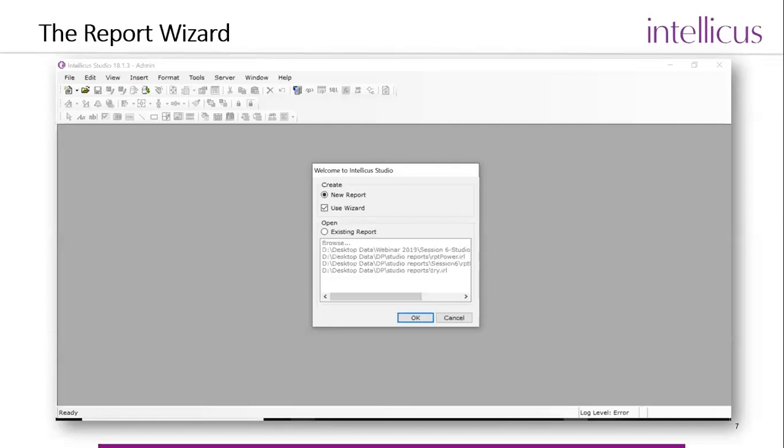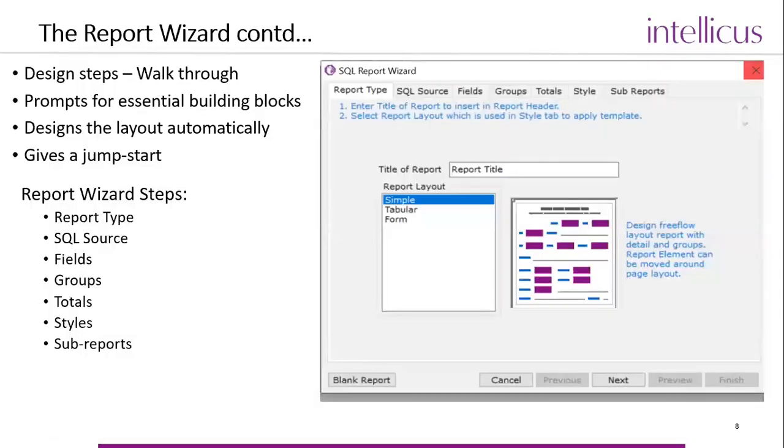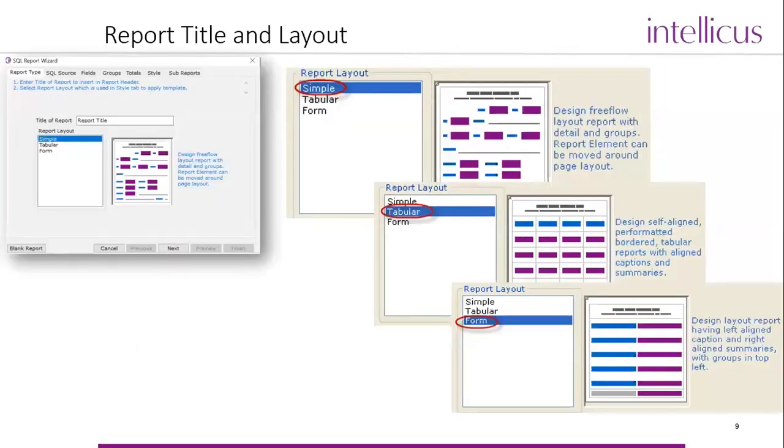Whereas if a report has chart, cross-tab, and sub-report components in it, then it's a nice idea to use the Wizard for some of the activities of designing the report. It provides us different tabs, which are report types, SQL source, fields, groups, total, style, and sub-report. We can select different types of reports depending upon our use case.